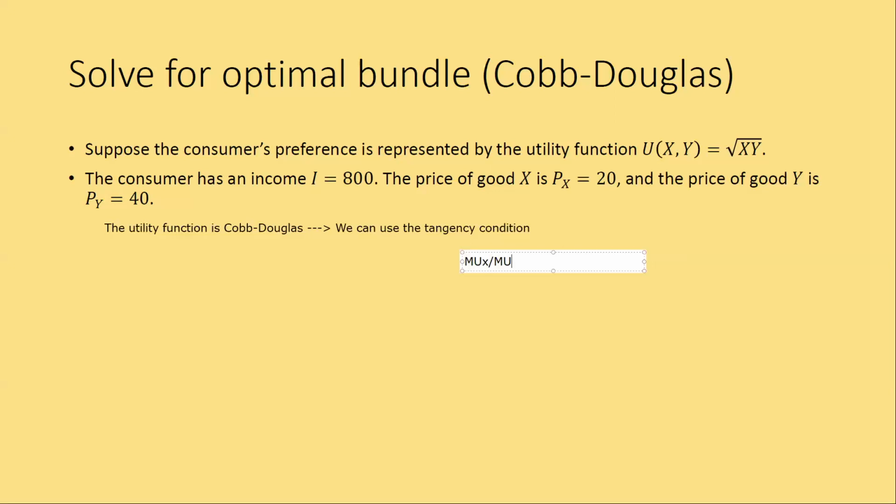MUX divided by MUY equals y divided by x. Y equals x divided by 2. And this is our optimal ratio.